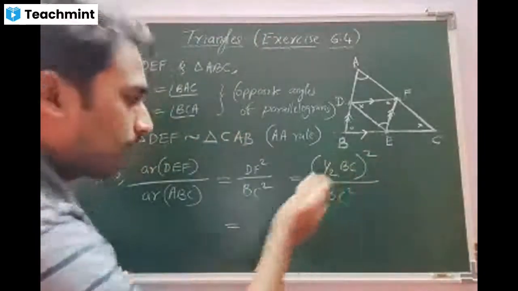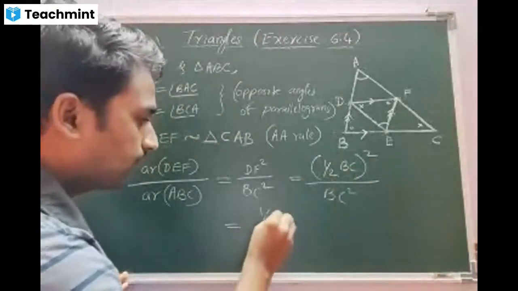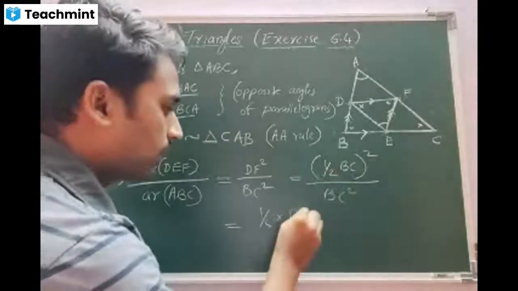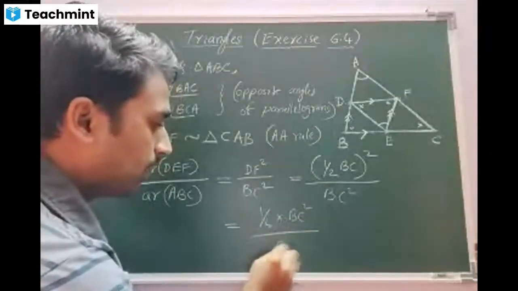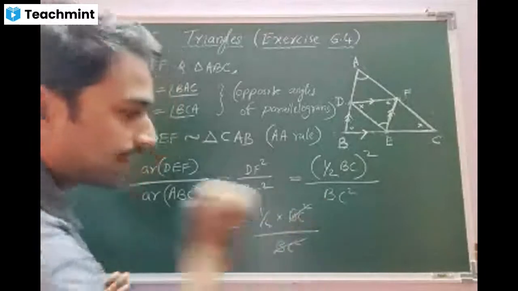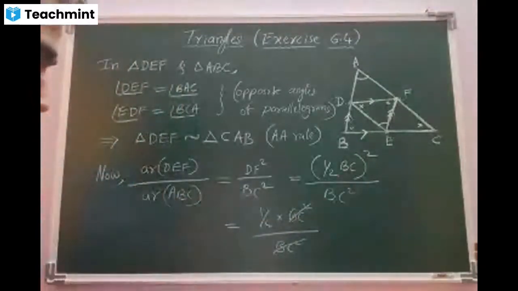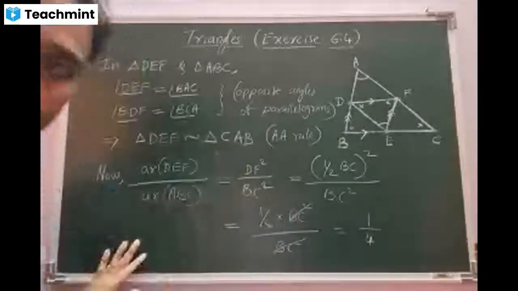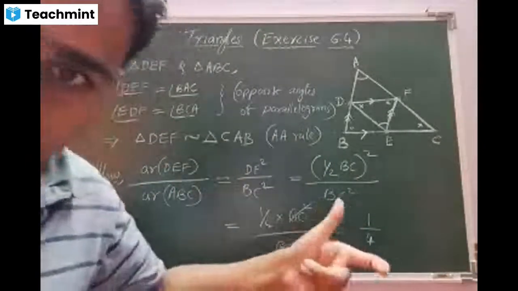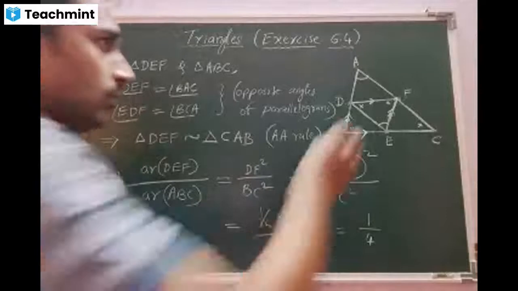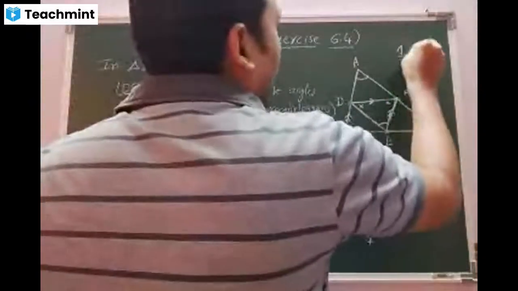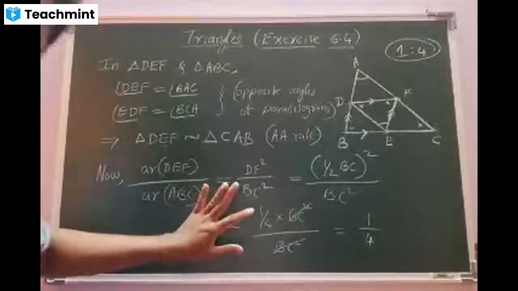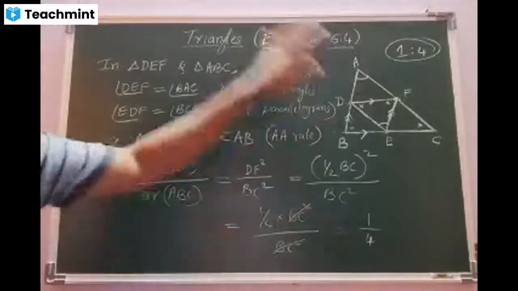Okay. The next step. The square of 1 by 2 is 1 by 4. BC square divided by BC square. Both are getting cancelled. What is the final answer? 1 by 4. So, can you tell me what is the required ratio, beta? 1 is to 4, sir. 1 is to 4. We are going to prove this in this particular question.